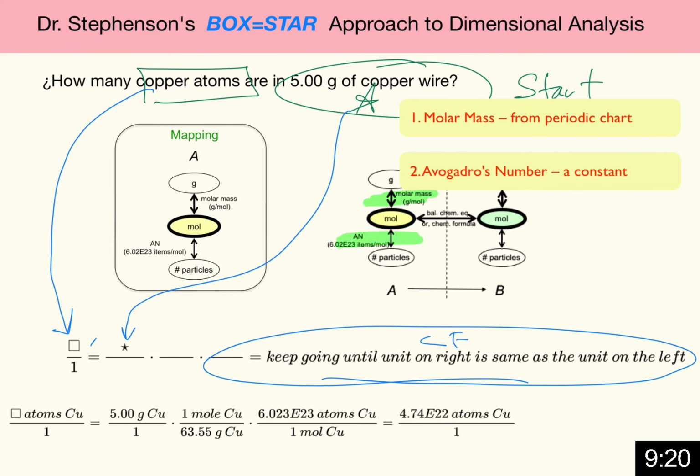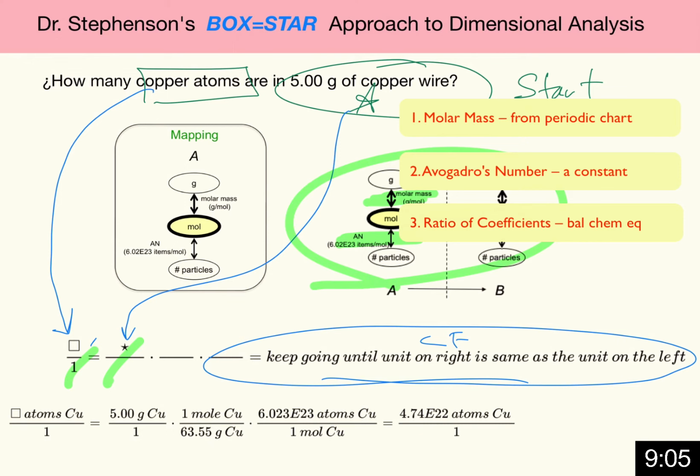What else are you going to use? Avogadro's number. Where do you get that? You've got it in your head, you've got it in your memory, you've got it on the cheat sheet. And what's the other one? The balanced chemical equation, the coefficients. Those are the only 3 things. Box equals star, and then start throwing one of these 3 things at it.